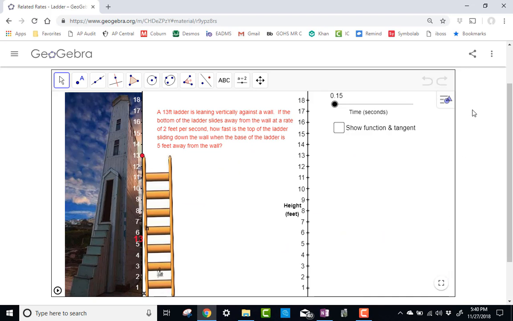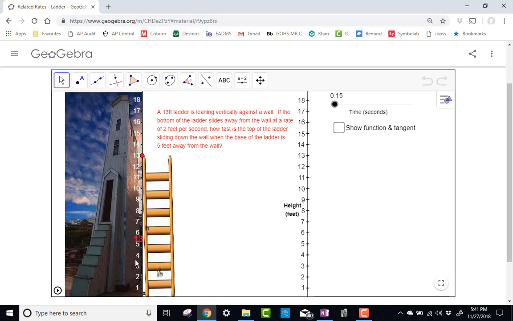All right, so if you flip over to page 8 in your notes, you'll see this picture, and I'm actually on the GeoGebra applet again. So the scenario this time is that we have a 13-foot ladder leaning vertically against a wall. If the bottom of the ladder slides away from the wall at a rate of 2 feet per second, that's a key term there. Anytime they say at a rate of, or give you a rate, you want to keep that in mind. How fast is the top of the ladder sliding down the wall when the base of the ladder is 5 feet from the wall?